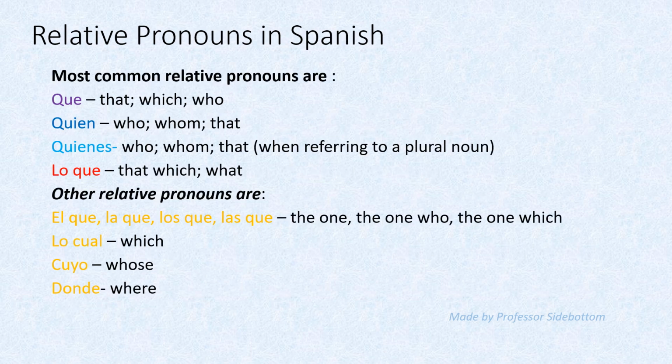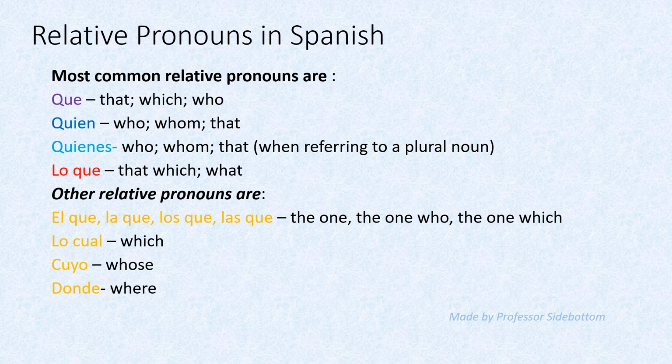Here we have the most common relative pronouns in Spanish: que, quien, quienes, and lo que. Que meaning that, which, who. Quien meaning who, whom, that. Quienes also means who, whom, or that, but when referring to a plural noun. And lo que, that which or what.